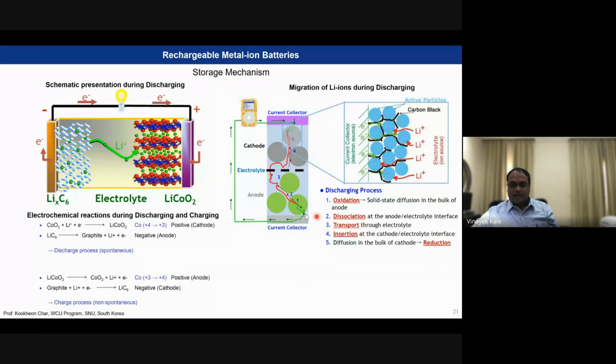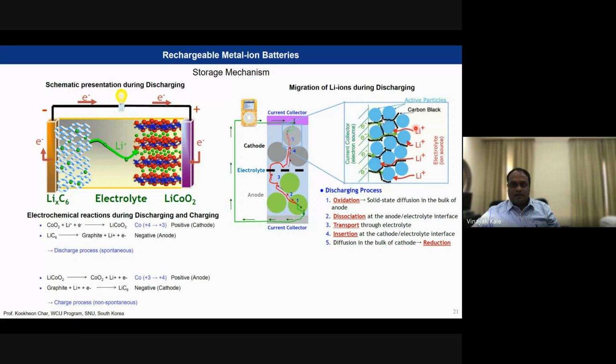So what happens inside the battery during the discharge process? There are a few steps. In the first step, oxidation happens, with solid-state diffusion of lithium in the bulk of the anode. In the second step, dissociation happens at the anode-electrolyte interface. In the third step, transportation of these lithium ions through the electrolyte happens. In the fourth step, insertion at the cathode-electrolyte interface happens. And in the last step, diffusion in the bulk cathode happens. That is called reduction.